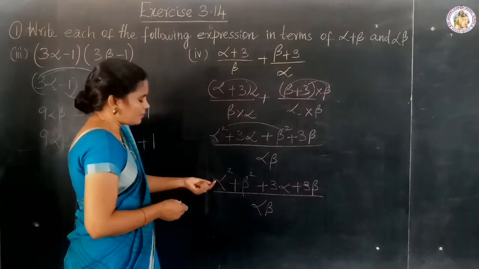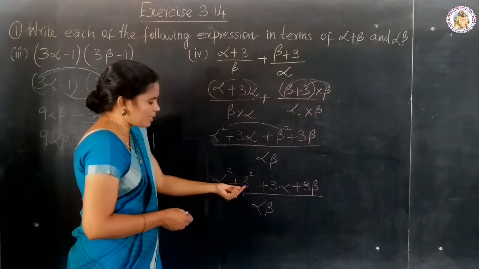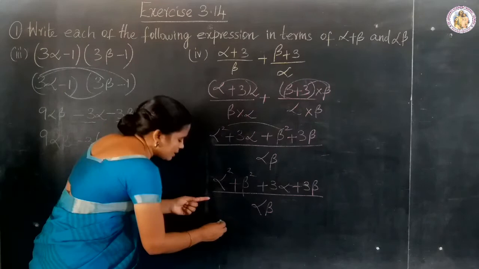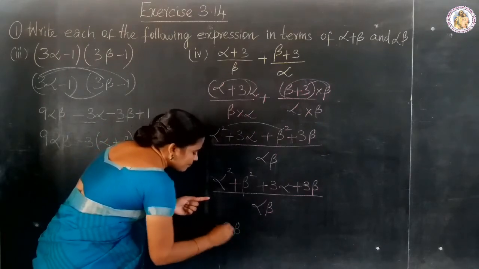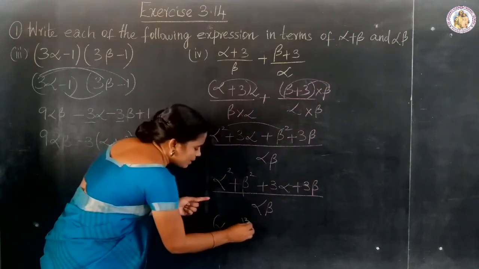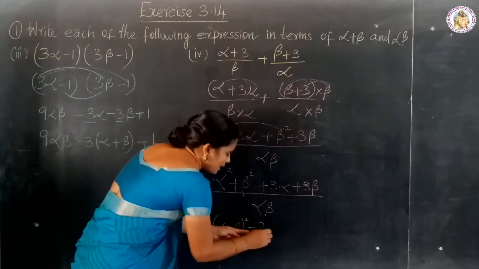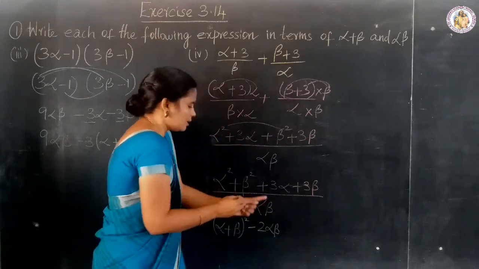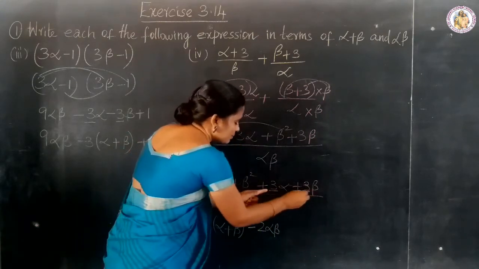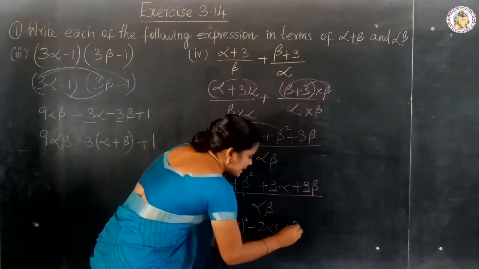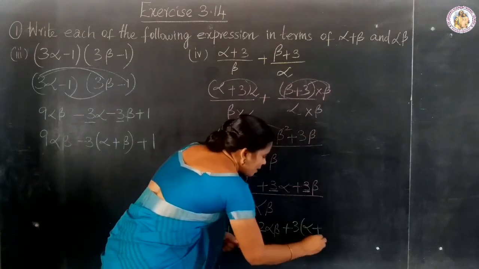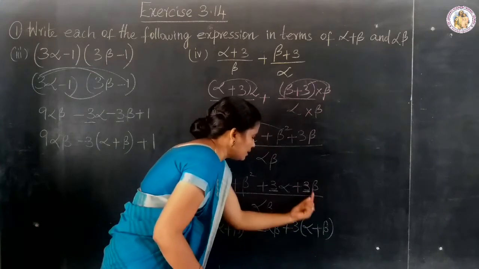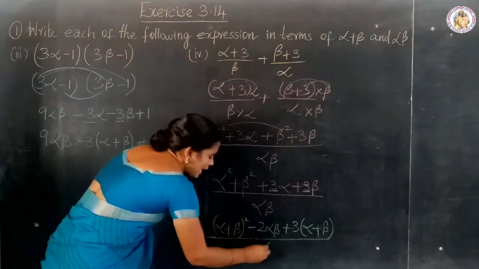Now as we saw in the first question, alpha square plus beta square is nothing but a square plus b square. A square plus b square is a plus b, that is alpha plus beta whole square minus 2ab, that is 2 alpha beta. Then here you can see 3 is common, so plus 3 within bracket alpha plus beta. That is 3 into alpha, 3 alpha, 3 into beta, 3 beta, divided by alpha beta.